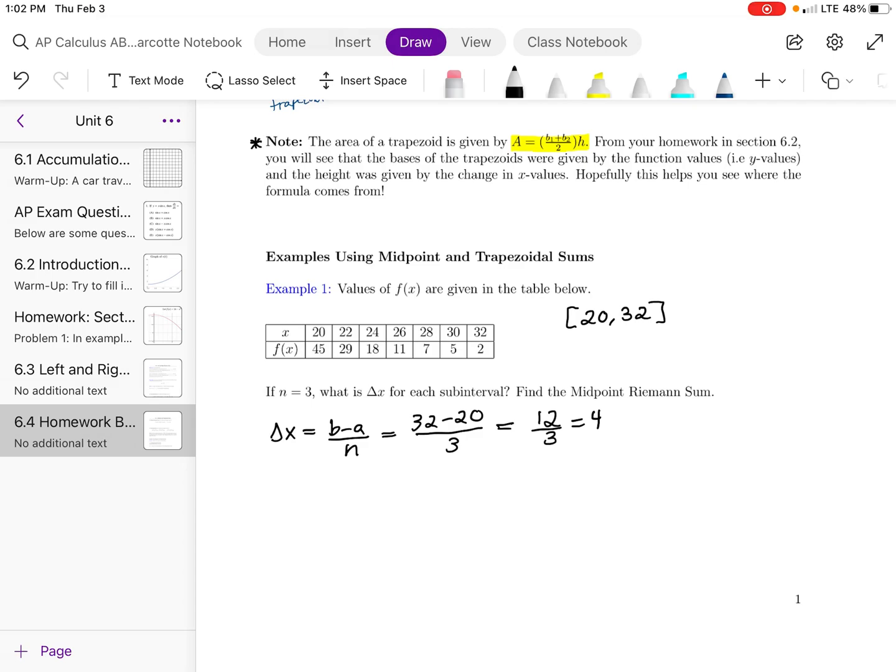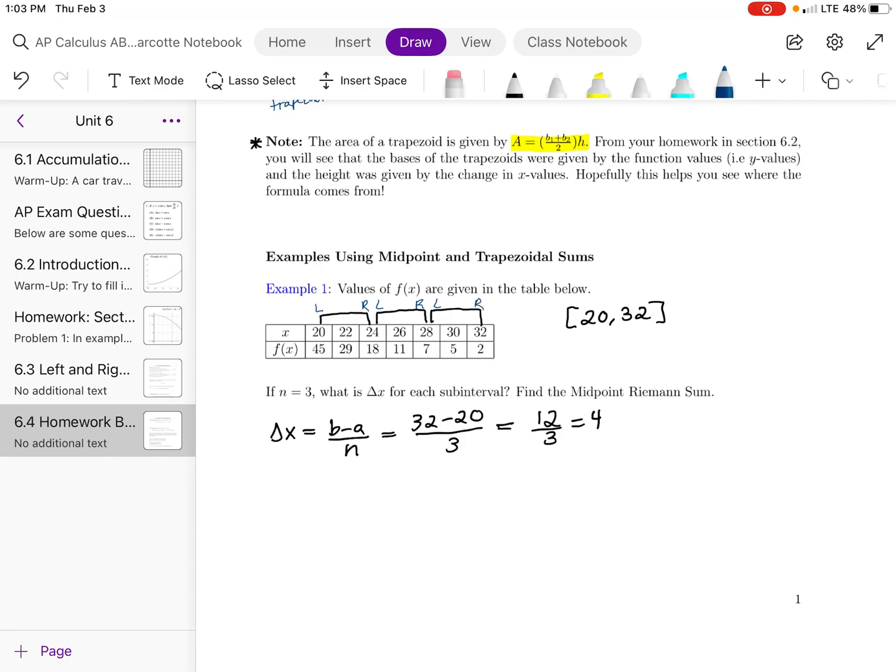Okay, so now drawing this in, I'm going from 20 to 24, and then 24 to 28, and then 28 to 32. So here are my 3 subintervals of length 4. And then this would be my left, this would be my right, left, right, left, right.